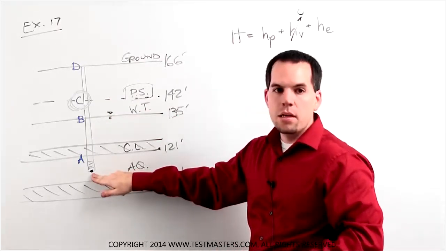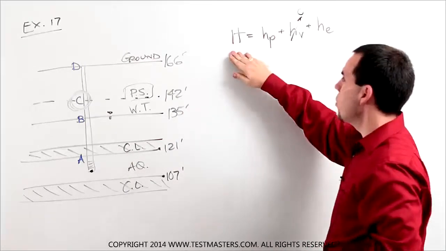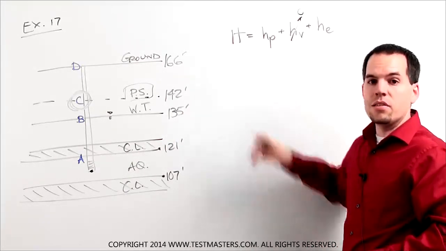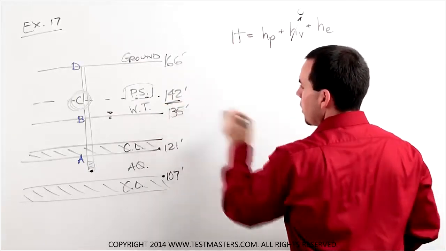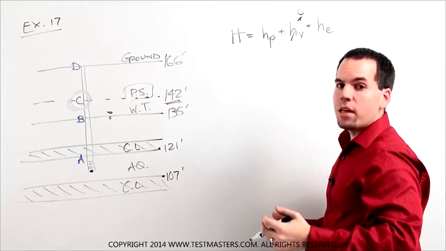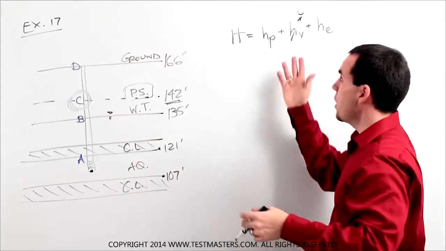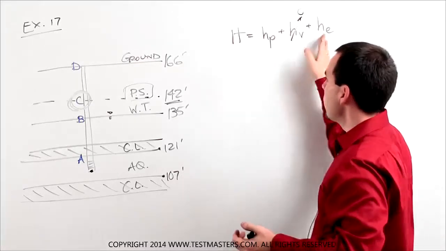What's the pressure down here at point A? The way to go about doing that is to use the energy equation for the total head in that system. So what I want is the total head, which is at 142. Now that's comprised of my pressure head, my velocity head, which is essentially negligible because we're talking about groundwater velocity, which is virtually zero, and the elevation head.